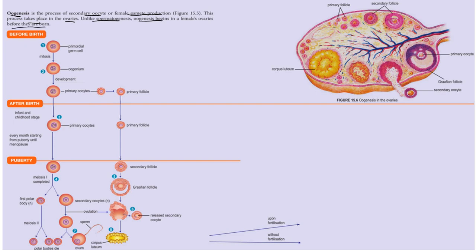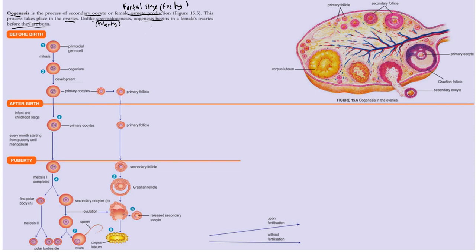Spermatogenesis occurs during puberty. When the male reaches puberty, spermatogenesis will occur. But for oogenesis, it will begin in a female's ovaries before they are born, meaning still in the fetal stage, in the fetus, still in the mother's womb. So that means oogenesis occurs longer than spermatogenesis, because it occurs before the females are born, still in the mother's womb.